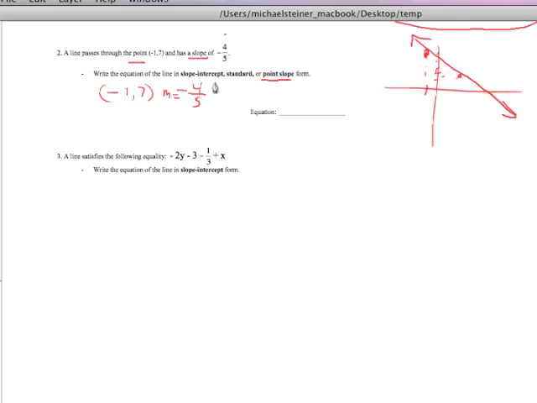Remember, by the way, some of you don't know what "or" means. It means slope-intercept, standard, or point-slope. "Or" does not mean "and." I don't want it in all these forms. I want you to decide.